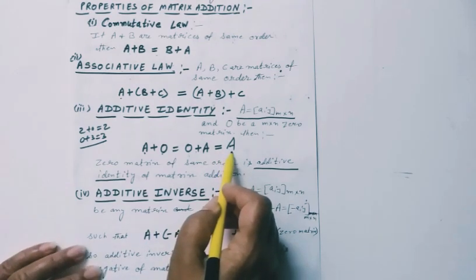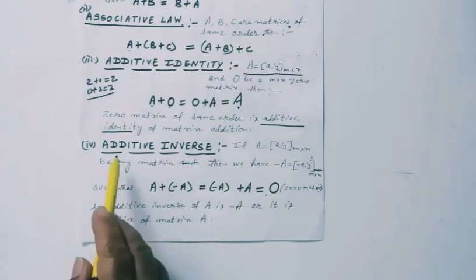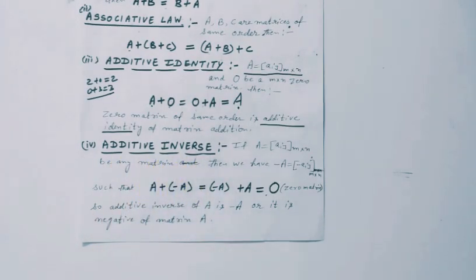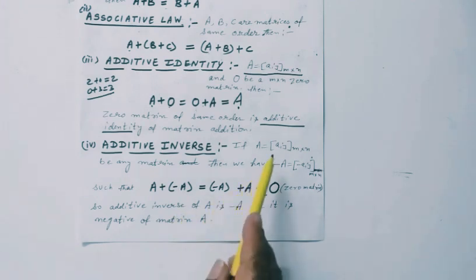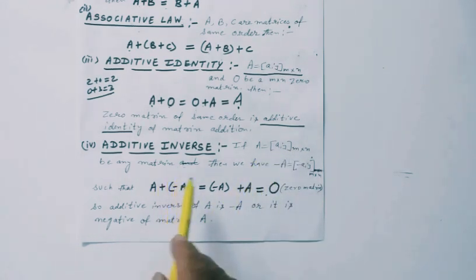So the 0 matrix of the same order is the additive identity. Now we move to additive inverse. What is the additive inverse of a matrix? If A is any matrix of order m cross n, then the additive inverse of A will be negative of A.